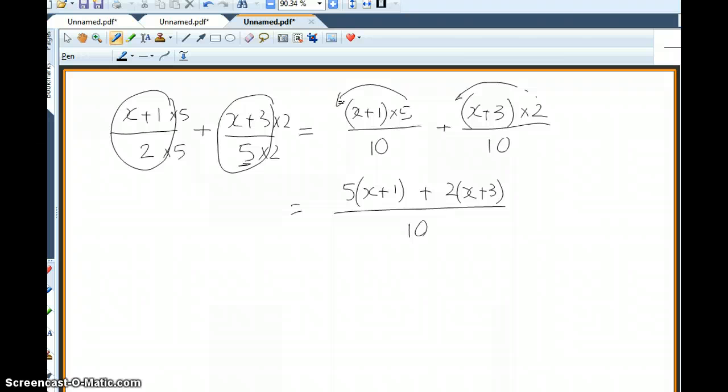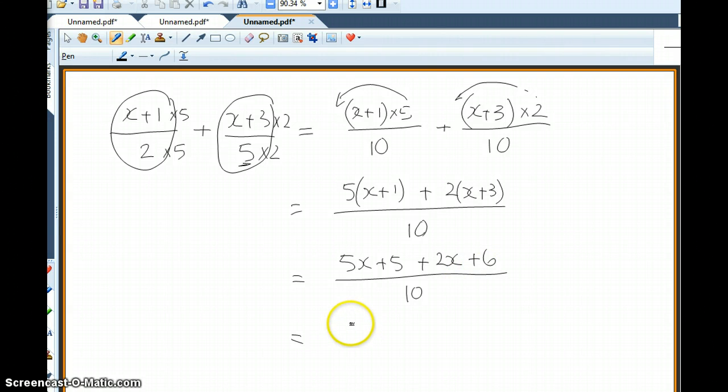Expand the brackets and simplify. So someone said 5x, keep going Wayne, plus 5, 2x plus 6, well done, all over 10. Am I finished? What can I do last, Dylan? To get what? Correct. And the 5x plus the 2x, they are the same animal, so that's 7x.